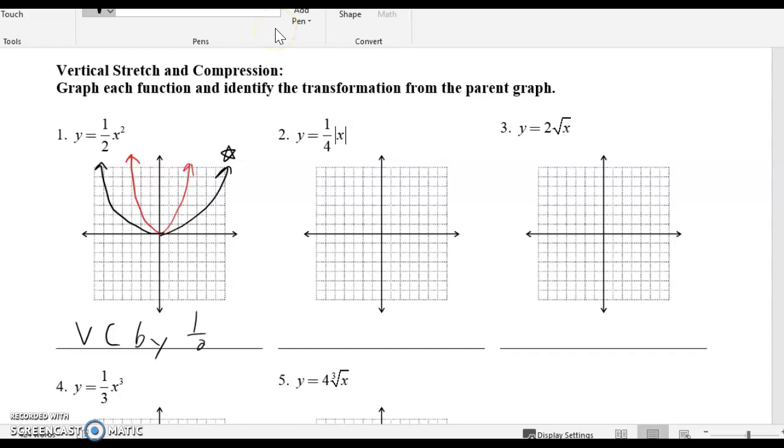So think about it, if you were to smush, think about a car crusher or just taking a rubber band or a piece of paper. If you pushed on it, it would bow out. You're vertically compressing the graph. Now we have this graph. We're going to start with our parent graph.